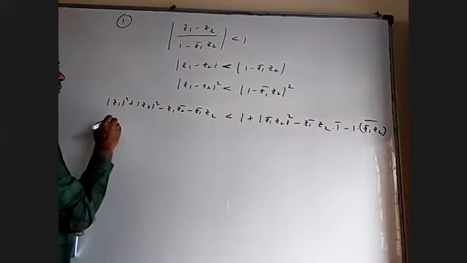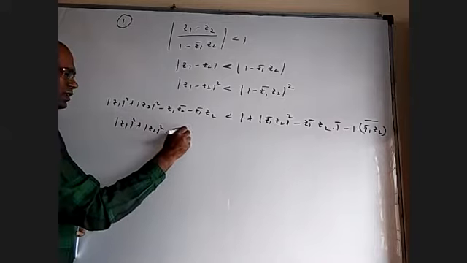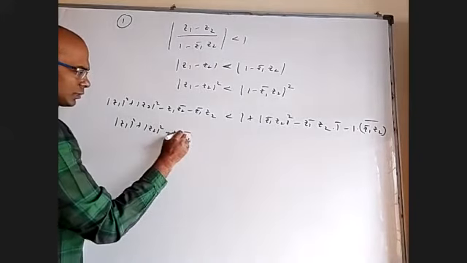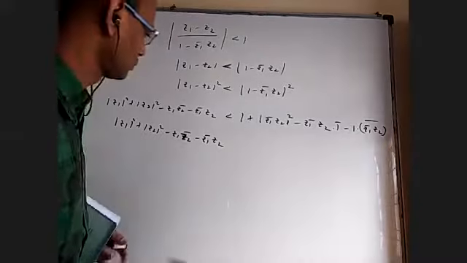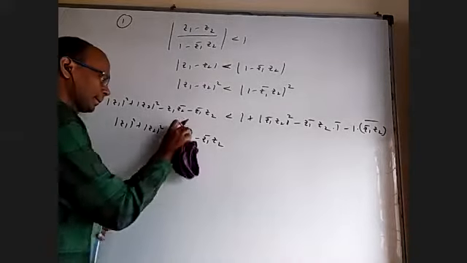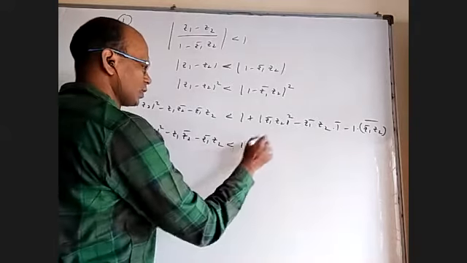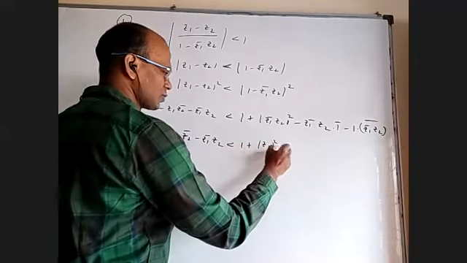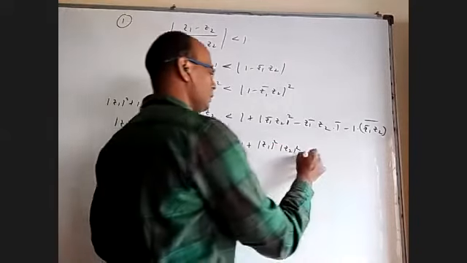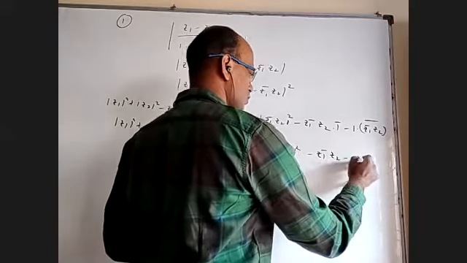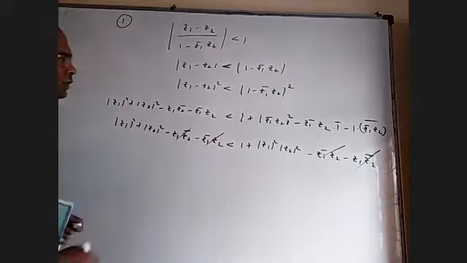Okay. So mod Z1 squared plus mod Z2 squared minus Z1 Z2 conjugate minus Z1 conjugate Z2. This is 1. I can split it. Mod Z1 squared, mod Z2 squared, because I don't have to put conjugate in the mod because same. And this is Z1 conjugate Z2. This is Z1 Z2 conjugate. These two will get cancelled with these two.